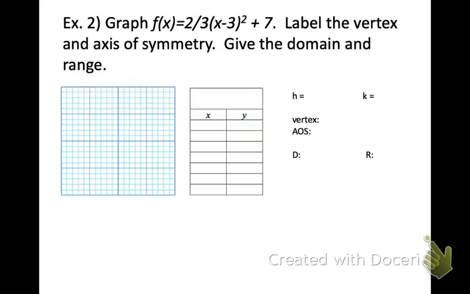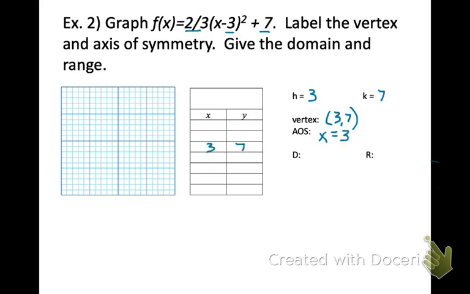All right, let's try another. So anticipate those transformations. We have an a value that's 2/3, it's less than 1, so we're going to have a compression. Our graph's going to be wider than the parent. We're going to be shifting 3 to the right with our h value and 7 up. So let's pick out that h and k and write that as our vertex.